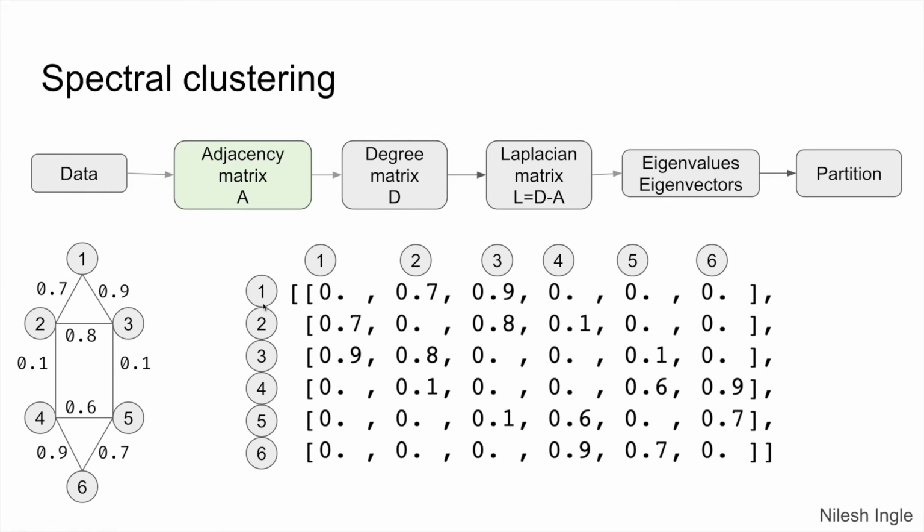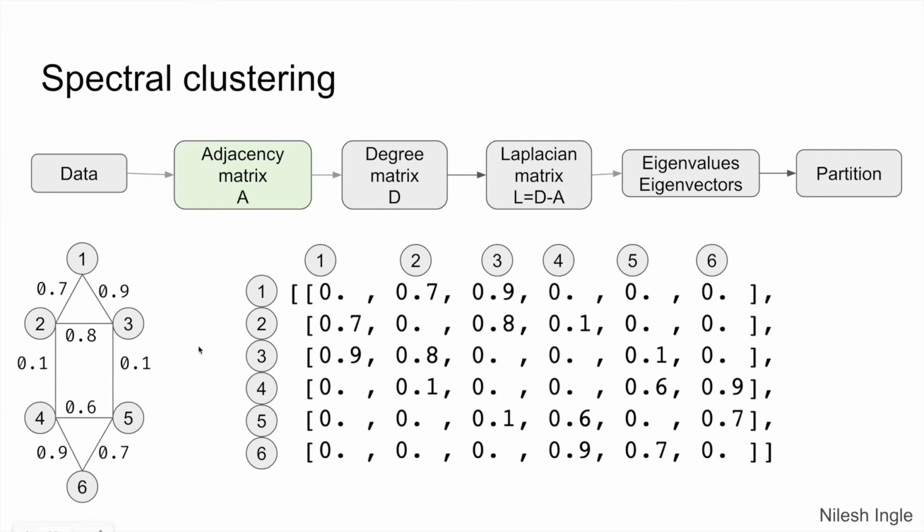Here we have 1. So let's look at node 1. 1 connected to 1, so we put a 0 here. 1 connected with 2, we have 0.7, so we put a 0.7. 1 connected to 3 is 0.9, we put a 0.9. 1 connected to 4, 5, 6, no, so we just put zeros in there, and so on for the rest of the data points there.